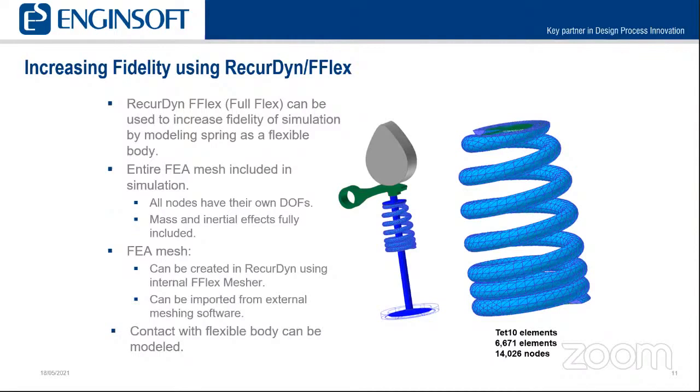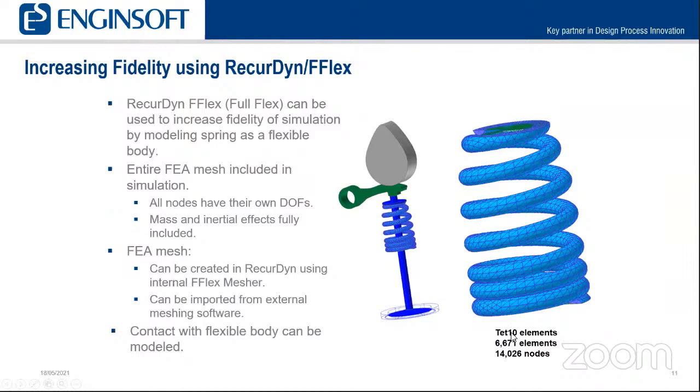The mesh can be created in RecurDyn using the internal FFlex mesher, which is what I used in this case to mesh this spline. Alternatively, you can also import a mesh from any external meshing software. Contact can also be modeled with the flexible body, between the flexible body and itself, or other flexible bodies, or other rigid bodies. So it's really quite flexible.